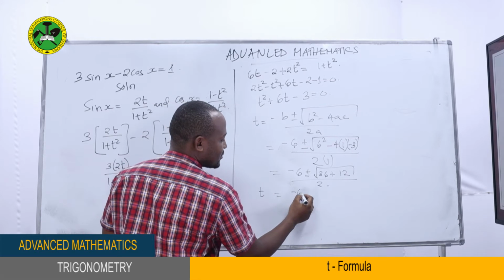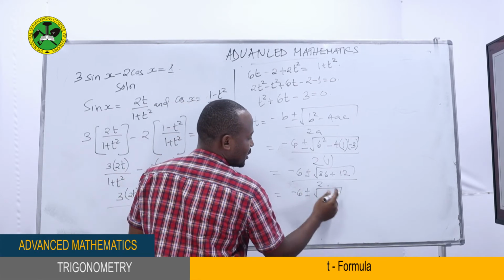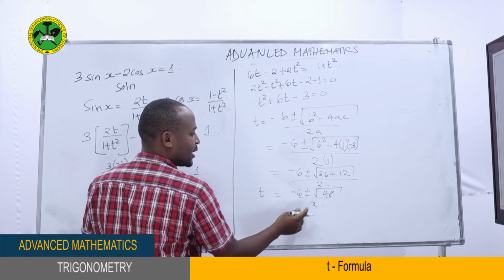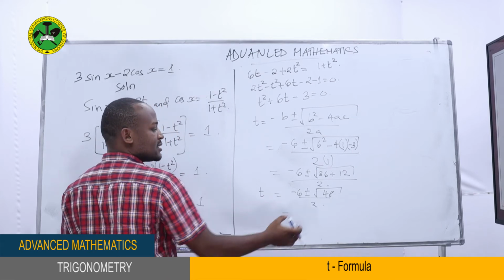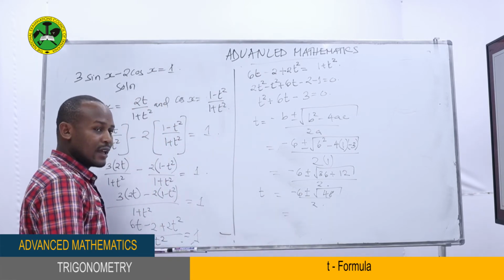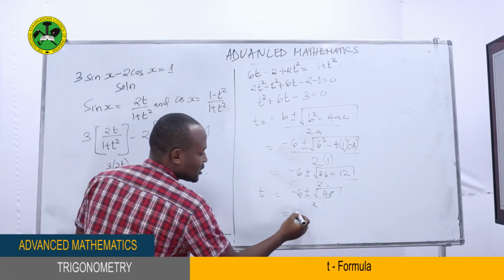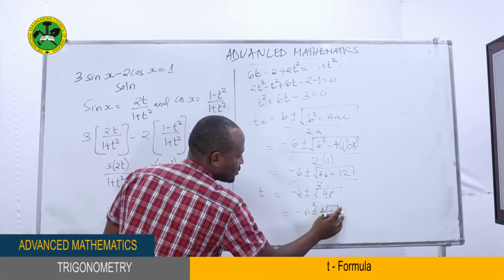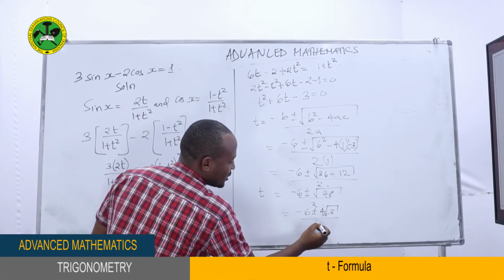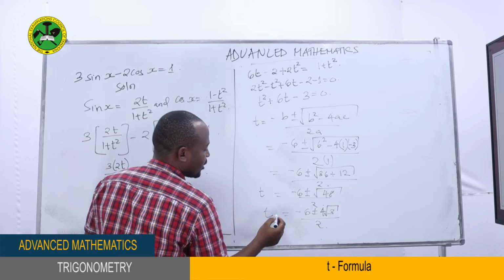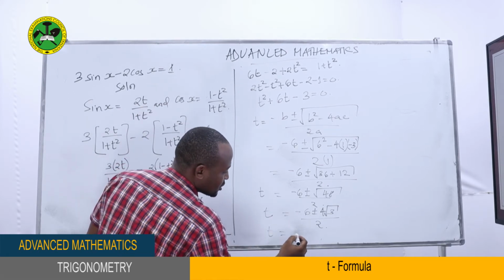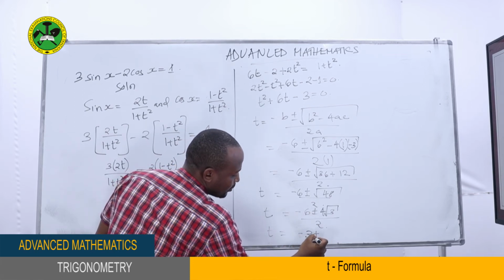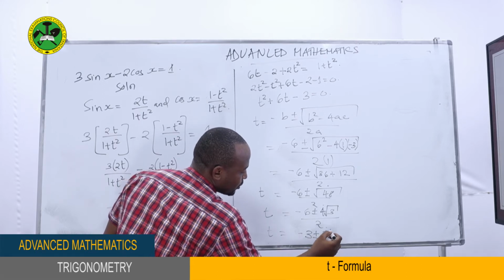We are going to be left with negative 6 plus or minus, if you add them, the square root of 48 over 2. And if you try to simplify that, you will find that this is 16 times 3. If we take 16 times 3, we are going to be left with negative 6 plus or minus 4 coming out of the square root, and 3 remains inside, and then over 2. That is equal to t. That is to say, t equals to what? If you try to simplify that, it is negative 3 plus or minus 2 square root of 3.